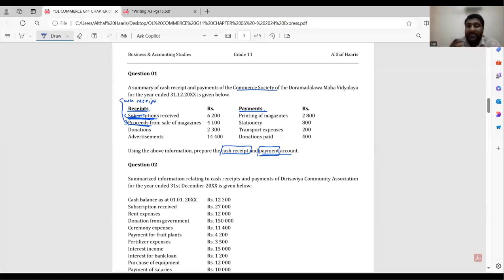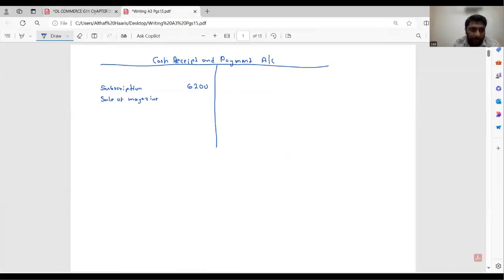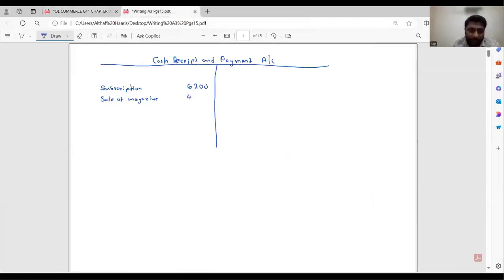Proceeds means cash receipts from the sale of magazines. Sale of magazines. How much is that? 4,100.